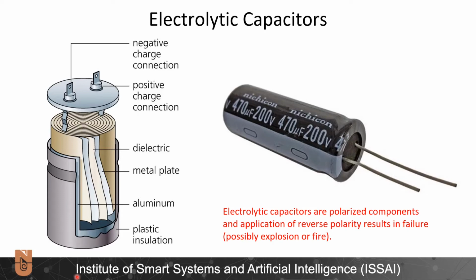Here we see the internal structure of an electrolytic capacitor. It has negative and positive charge connections, and inside we have a wound core to maximize the surface area of the capacitor between the two plates. And this element is a polarized element. In other words, the short leg is minus and the long leg is plus, and application of reverse polarity results in failure of this component, usually an explosion or fire.